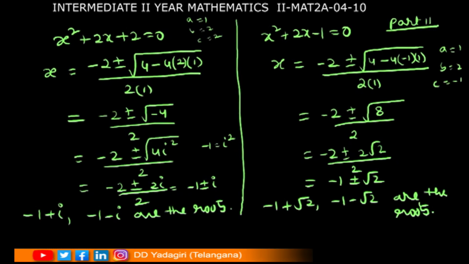Okay. So observe that whenever you have minus 1 plus i as a root, minus 1 minus i is also the root. Similarly, whenever you have minus 1 plus root 2 as a root, minus 1 minus root 2 will be the root. So whenever you have complex numbers or irrational numbers as a root of an equation, they occur in pairs. They won't come alone.